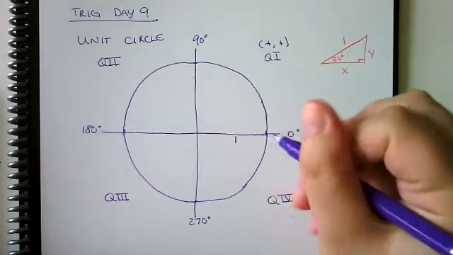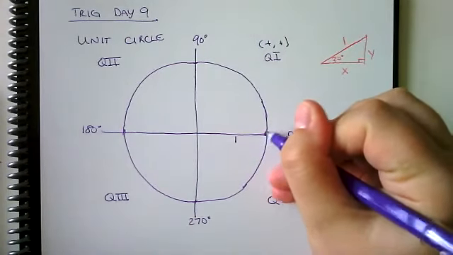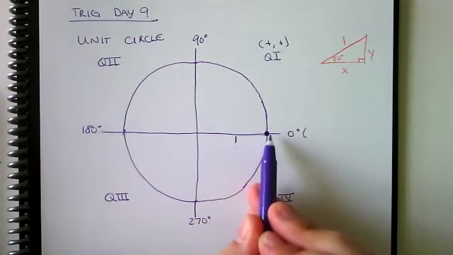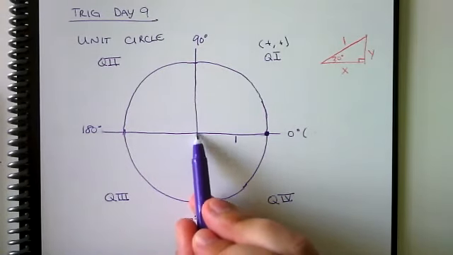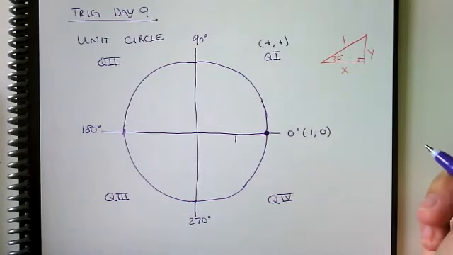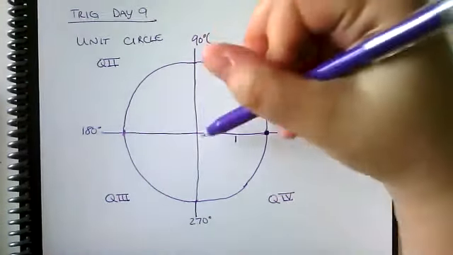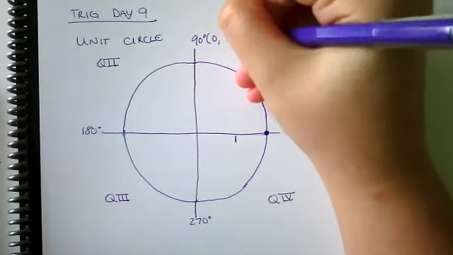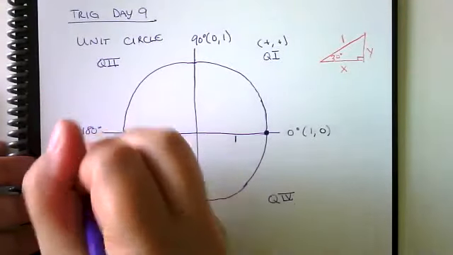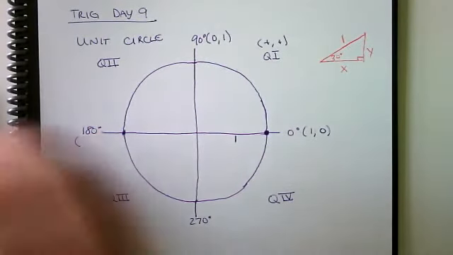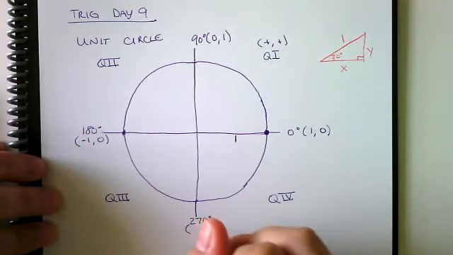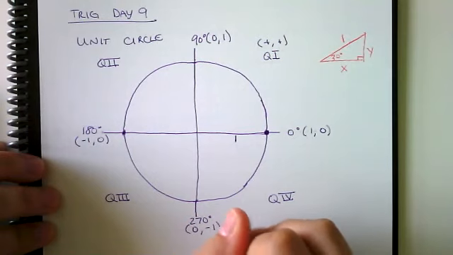For this point right here at 0, if I'm naming it like a point x comma y, my x value is 1, my y value is 0. And then at 90, my y value is 1 and my x value is 0. So that point is 0, 1. At 180 over here, I'm 1 to the left, so that's -1, 0. And then down at the bottom for 270, that's going to be 0, -1 because I'm down 1.